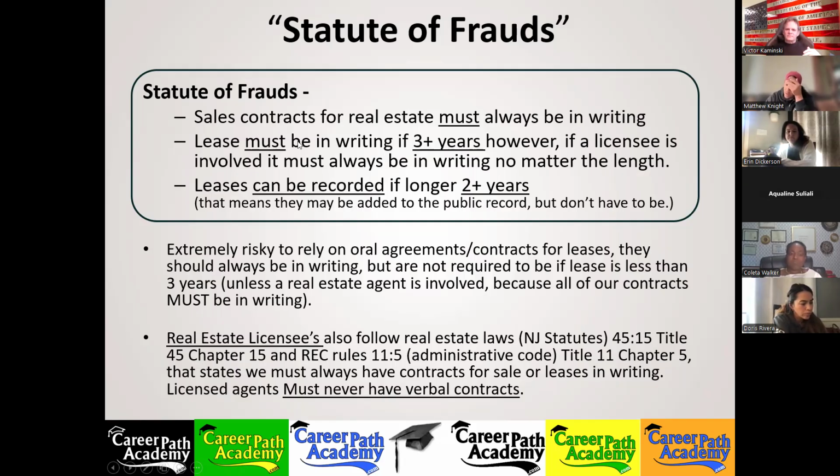Now, leases, if there's no real estate agent involved, because anytime a real estate agent's involved, we always got to put everything in writing, always. But you could have a lease that is verbal if there's no real estate agent involved. However, if it's 3 or more years in length, the law states that it needs to be in writing still. So basically, if you got just a contract between a landlord and a tenant, they could have a verbal contract.